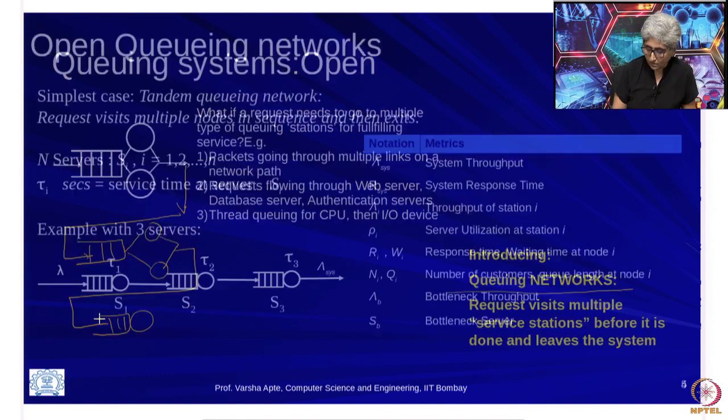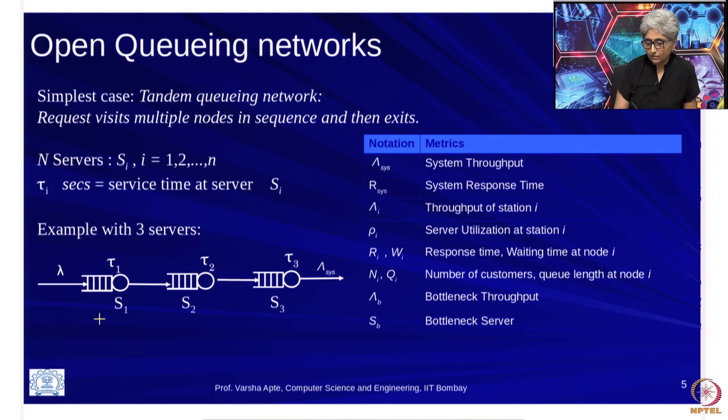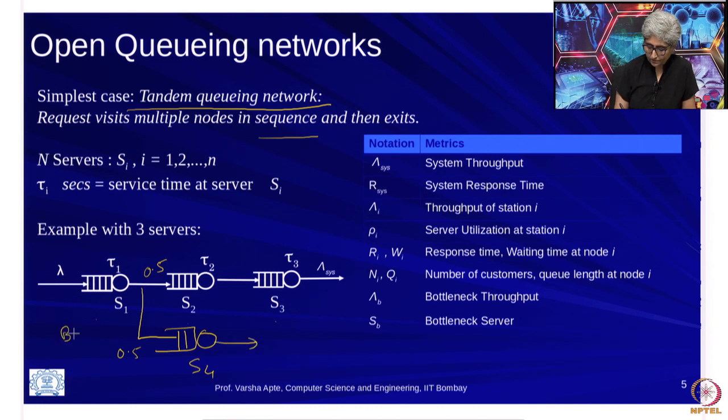So, this is what a queuing network is, and as a first very simple introduction, we will just look at something called a tandem queuing network. What is a tandem queuing network? It is when requests visit multiple nodes in sequence and then exit. So, it just goes to this, goes to this, goes to this, and then exits. Tandem is as opposed to where there can be some branching, for example, where it goes here with, let us say, probability 0.5 and to some other queuing system with probability 0.5, some other server, and then maybe exits. So, this is called branching.